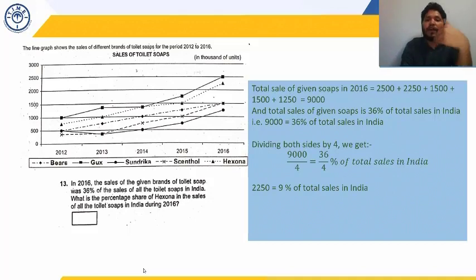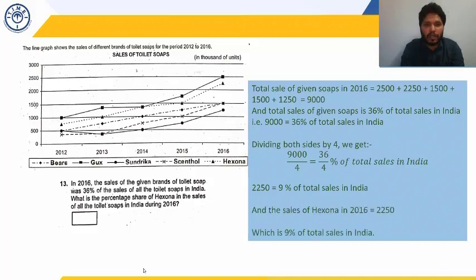And what is the sales of Hexona in 2016? It is 2250. So can we say 9% of the total sales in India is going to be the sales of Hexona, which is asked in the question. So we need not calculate it like this: 36% of total sales is 9000, so what is 1%? We need not do it like that, or if 9000 is 36%, what is 1 or what is 2250?